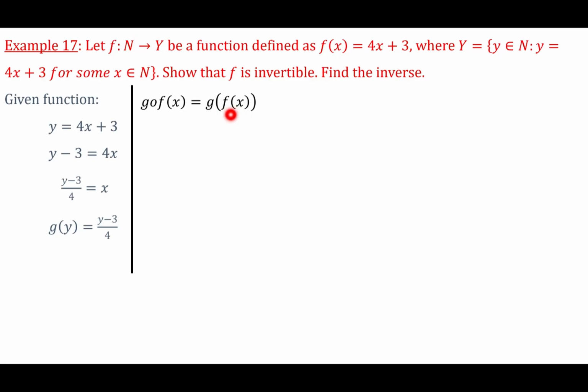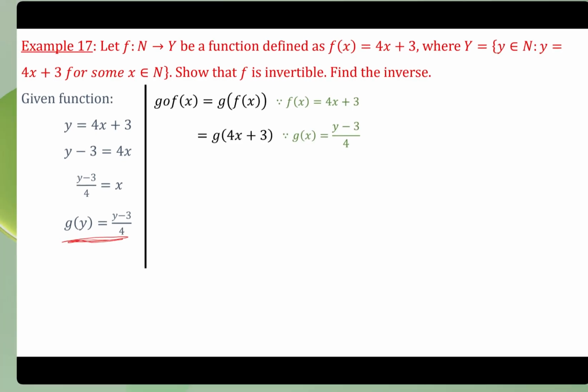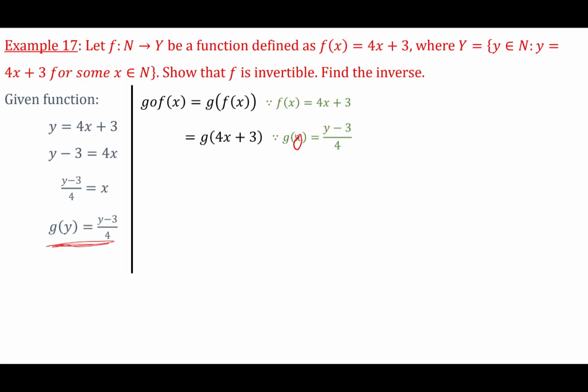And I know what f of x is. f of x is nothing but 4x plus 3. So in place of f of x, I will write 4x plus 3. So g of 4x plus 3. And we know g of y is (y minus 3) over 4. So in place of y, I will write 4x plus 3. Check, in place of y, I just wrote 4x plus 3.